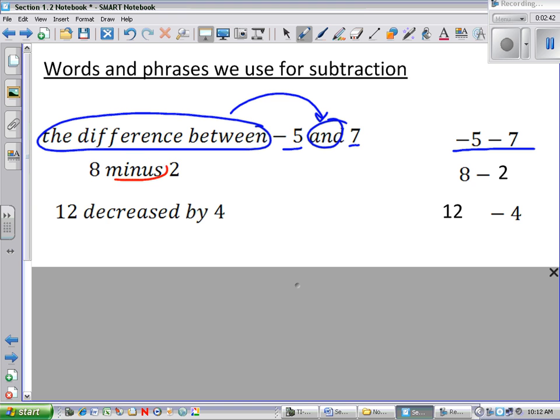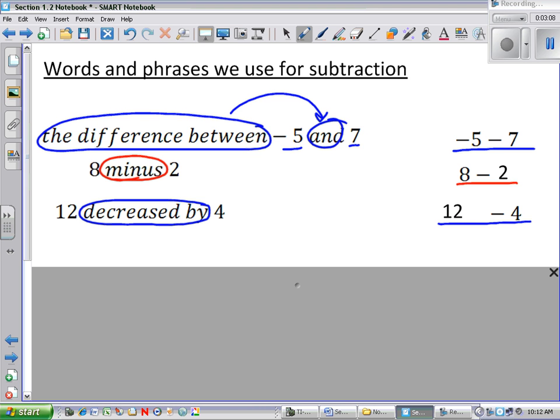8 minus 2. Minus tells us where we're going to put the subtraction sign. 8 minus 2 is how we write it in algebraic form or as an expression. 12 decreased by 4. Decreased by tells us where we're going to put the minus sign. So to write it algebraically, we have 12 minus 4.